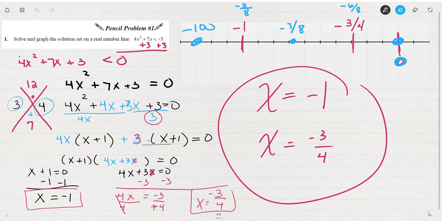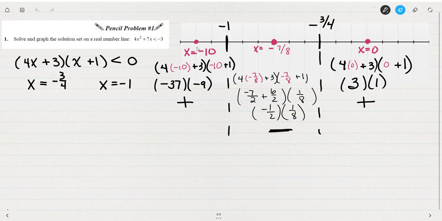Here's what that would look like on our number line. We have our negative 1 and our negative 3/4 and our 3 test points. What I'm going to do with those test points is plug in the test point, the negative 10, into this inequality, not the related equation, but the inequality, and see if this is true. Do you notice that what I'm looking for is whether or not the two factors multiplied together are less than 0 or not? Or in other words, I'm just looking for, is it positive or is it negative? It doesn't matter what the exact value is.